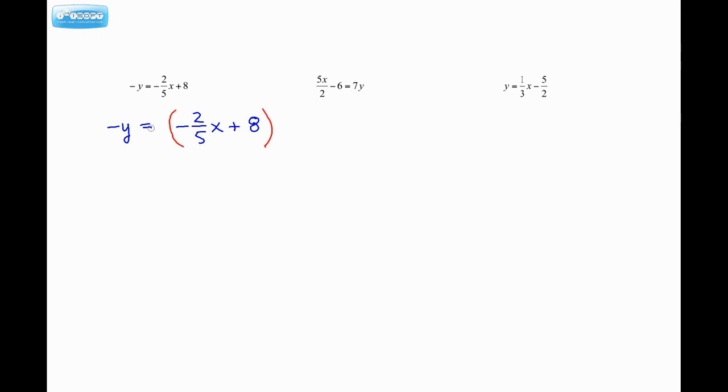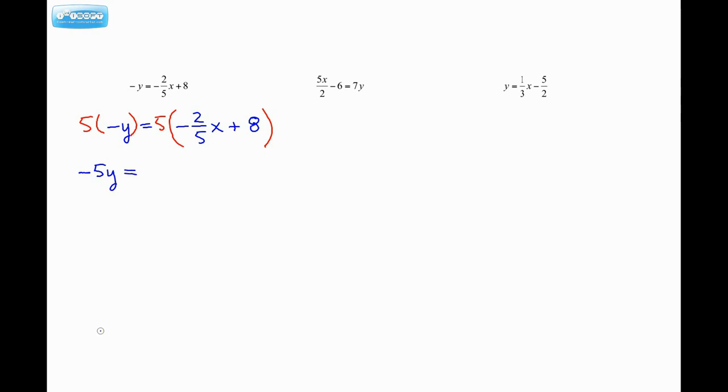So I'm going to multiply by 5. Now I can't just put a 5 here like that, because if I do, that'll say 5 minus y, and that's not what we want. So I'll put some brackets here. Now it's multiplying by 5. So 5 times negative y is negative 5y, and that's okay.